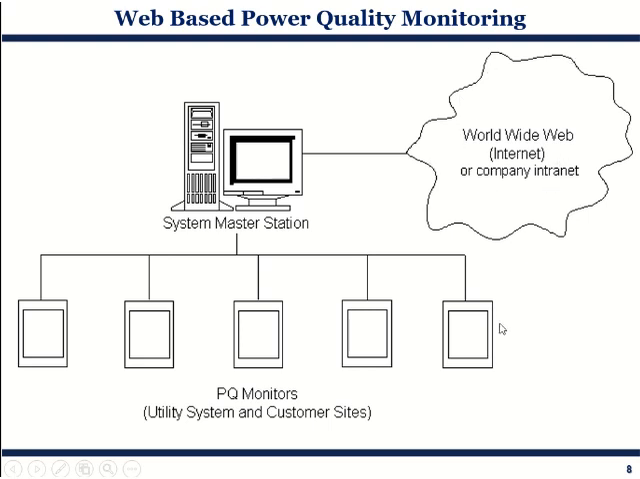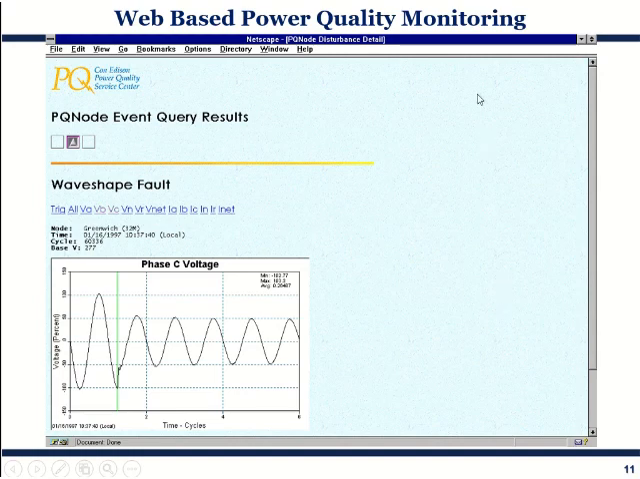Now, the software which we talked about, this is a depiction of how a software page looks, where the wave-shape fault is depicted here. Once the fault has occurred, you can see here there is a problem in the voltage percentage for phase C voltage. So this is the software which is responsible for the view which is available to the customers.